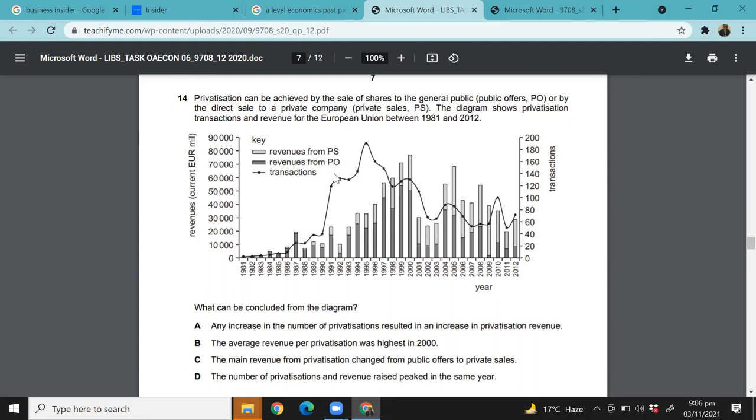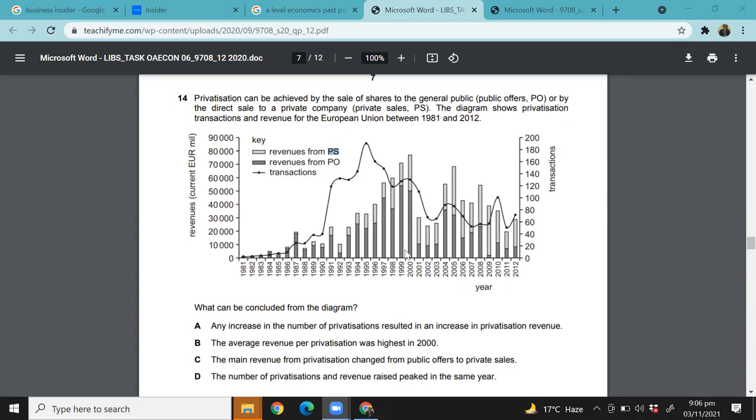So for C, the main revenue from privatization, yes. Think about this, where are public offers? Public offers were darker gray. If you look at the earlier years' bars, these were all dark gray. But all of a sudden, after this, what happened? The lighter gray area started to increase and the darker gray area started to decrease. This means that public offers decreased and private sales increased, right? So that would be it, but A makes sense too.